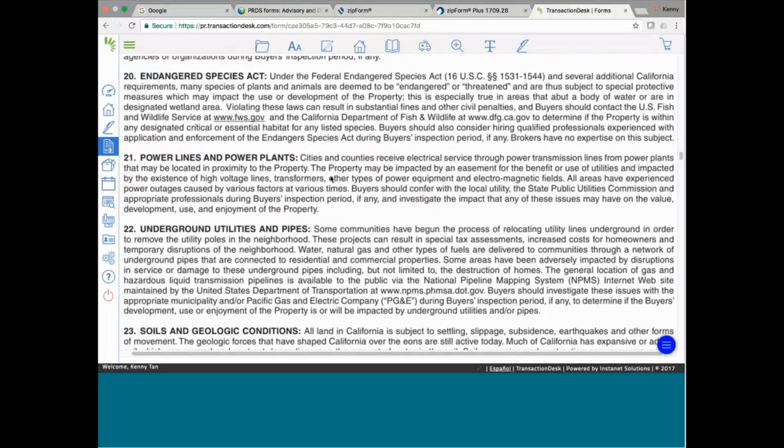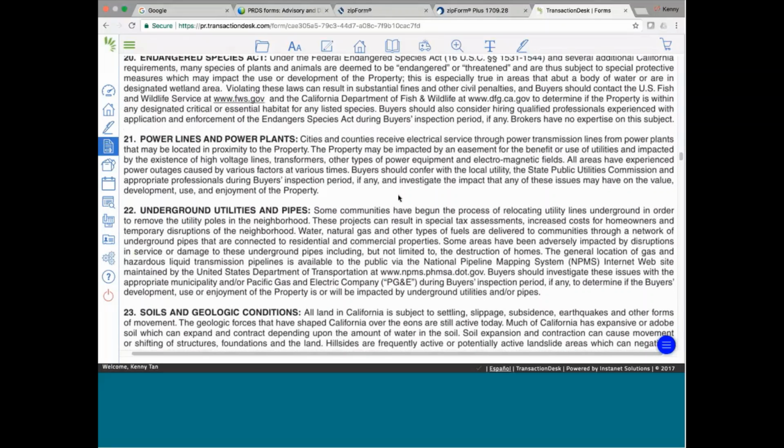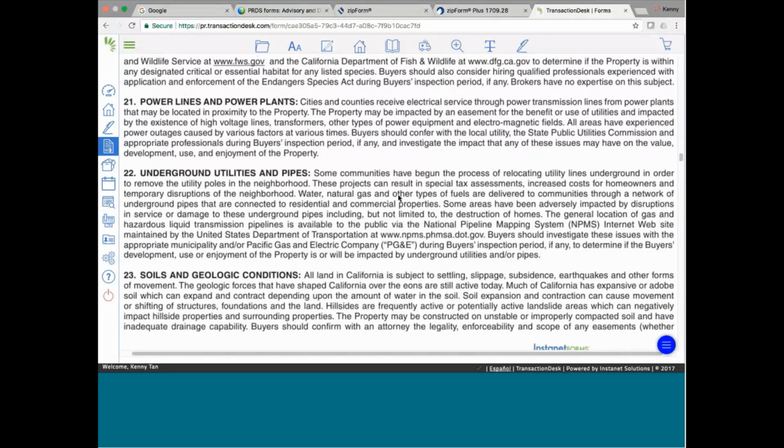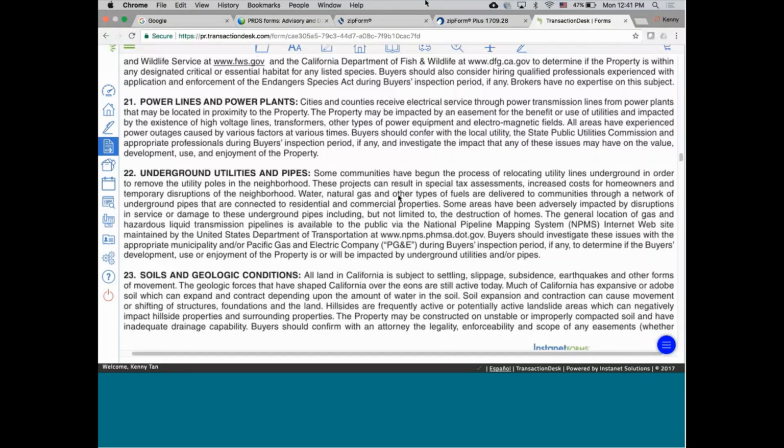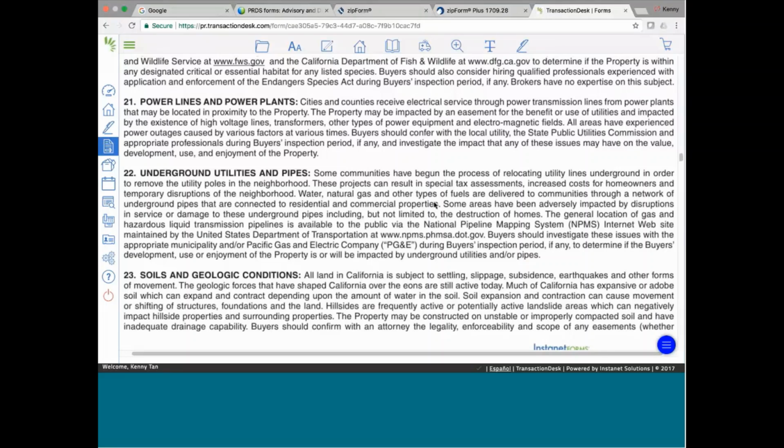Power lines and power plants. So this is basically to educate the buyer that there are power lines, and to warn the buyer these power lines may affect the value, development, use, and enjoyment of the property. Okay, so just an advisory thing. Whether the buyer really cares, it's up to them, but they've been advised. Okay, underground utilities and pipes.